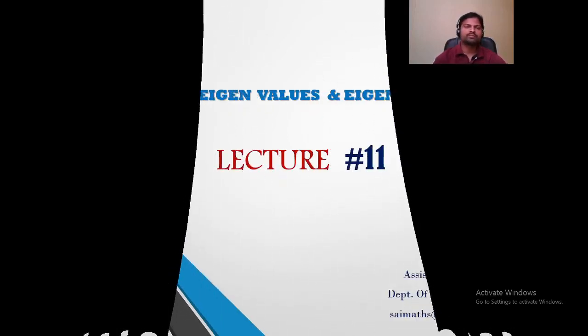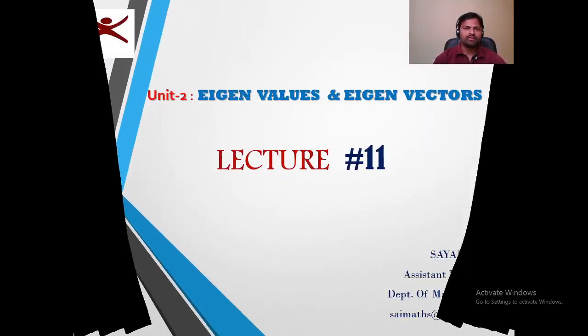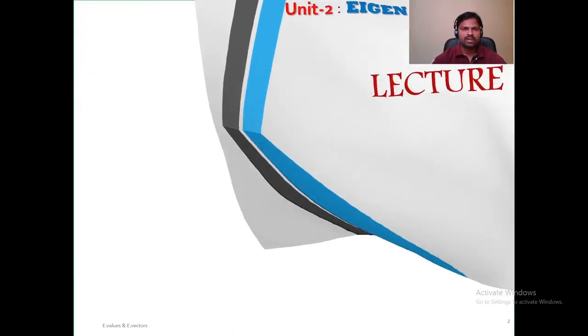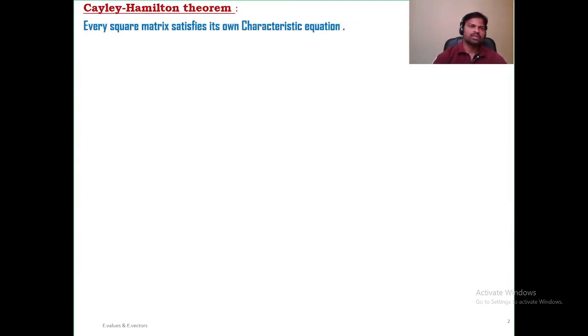Hi everyone. Now we are at eigenvalues and eigenvectors, lecture number 11. In this lecture number 11, we are going to discuss one theorem. It is the Cayley-Hamilton theorem, a very powerful theorem. Only the theorem statement I will discuss; proof is not required. So the theorem statement is this: every square matrix satisfies its own characteristic equation.